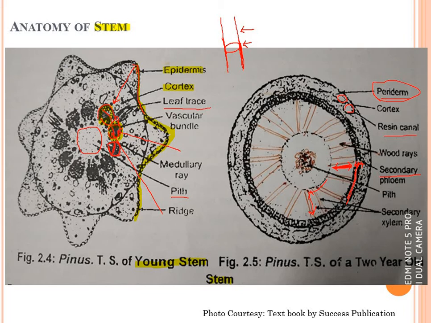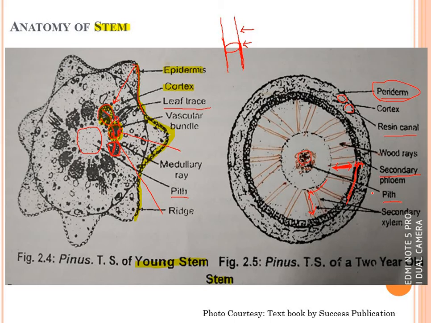Which cambium? Vascular cambium. And see, the center is made up of pith. Overall, in gymnosperms secondary growth is present, and this secondary growth is responsible for formation of secondary xylem and secondary phloem. And what is the importance of secondary xylem and secondary phloem?